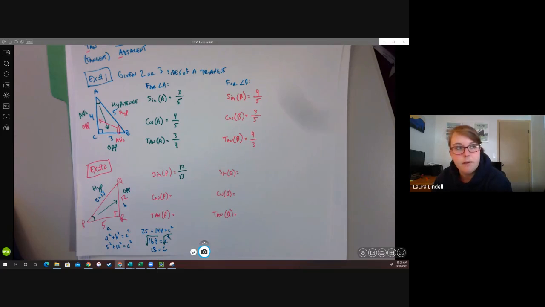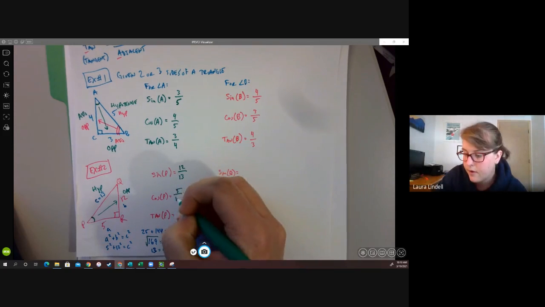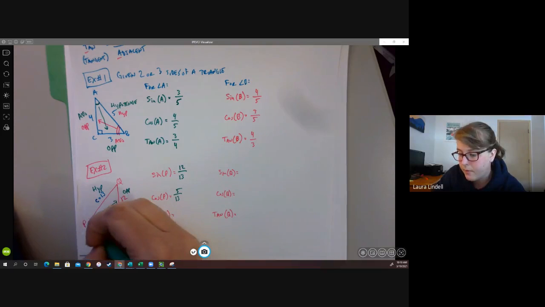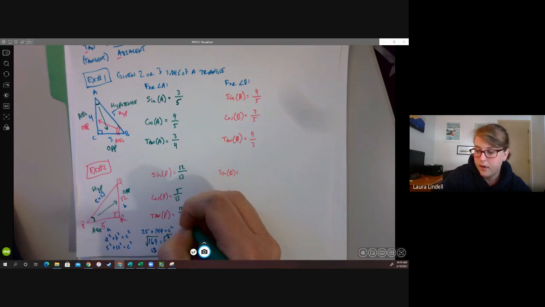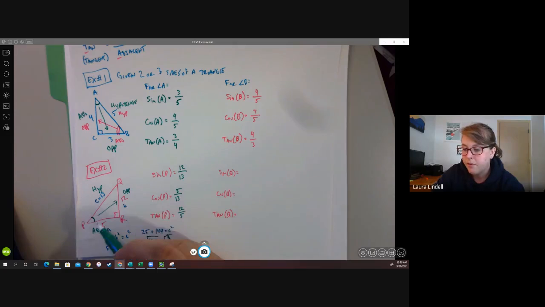How about cosine of P? Anyone get that one? 5/13. Yep. Because 5 is the adjacent side to angle P. And then lastly, tangent of P, what do we get? 12/5. Awesome. All right. Yeah, because opposite over adjacent, 12/5.